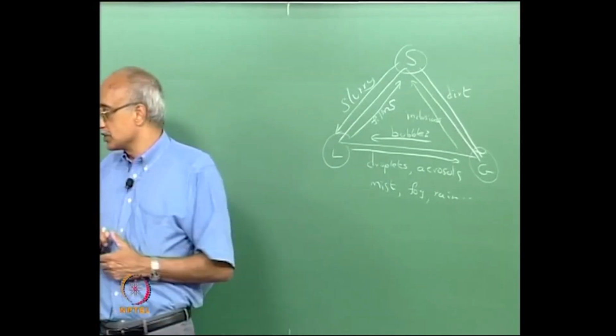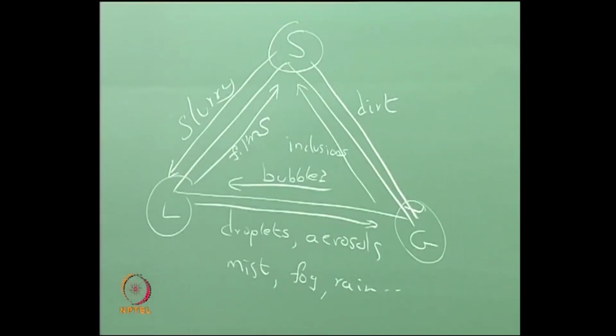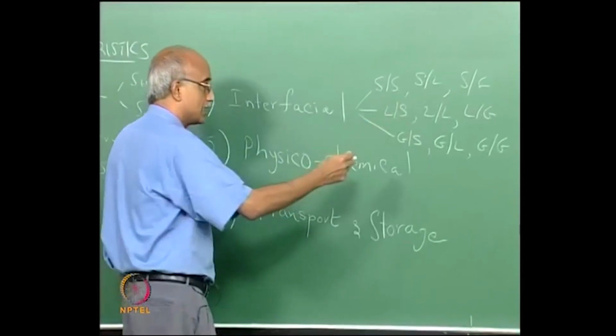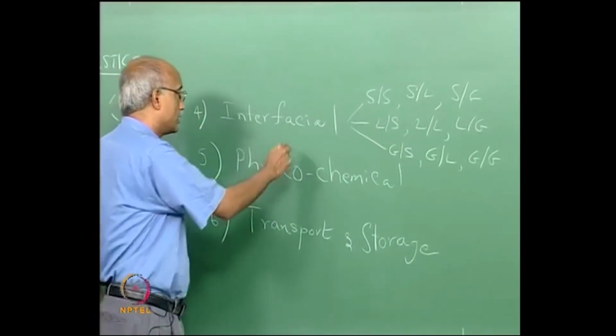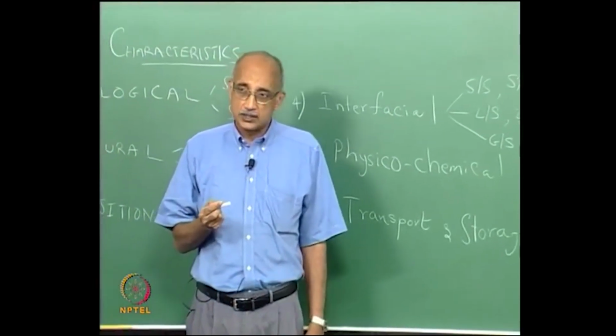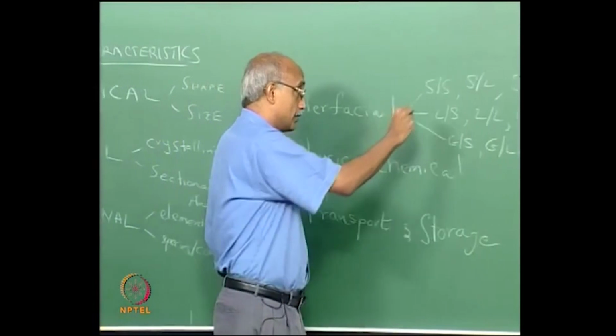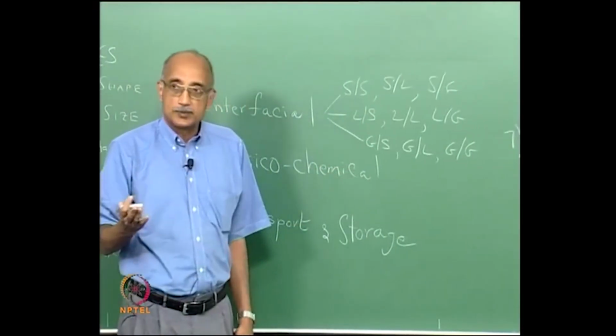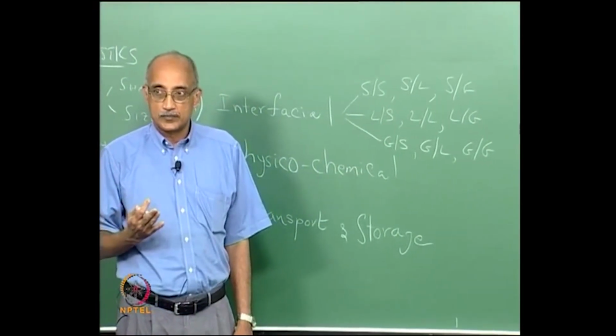So, coming back to our list, hopefully this makes a little more sense, that when we will be describing interfacial characteristics, we are really concerned with 9 different types of interfaces that we need to characterize.